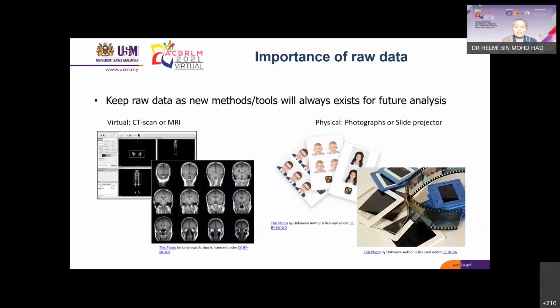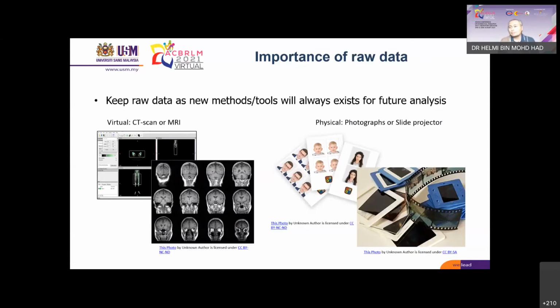So the importance of raw data for going forward with new methods is that there will always be methods for future analysis. Either you rely on virtual data, either CT scan or MRI, or you rely on your physical data, photograph, or from your slide projector. Medical schools have a lot of slide projectors. Have this slide specimen where you put in your slide projector.